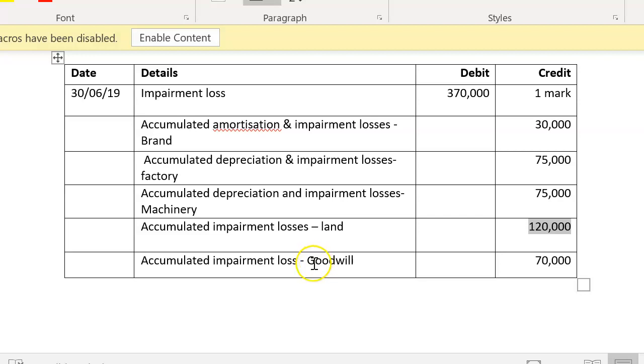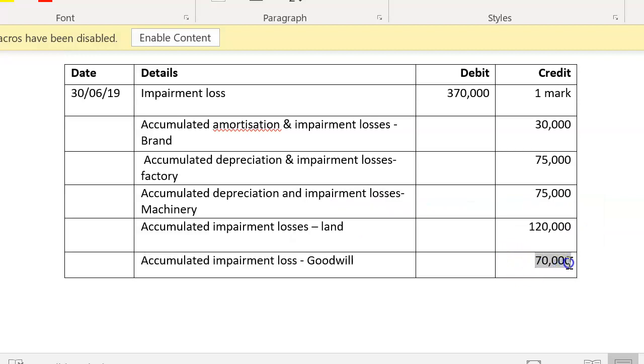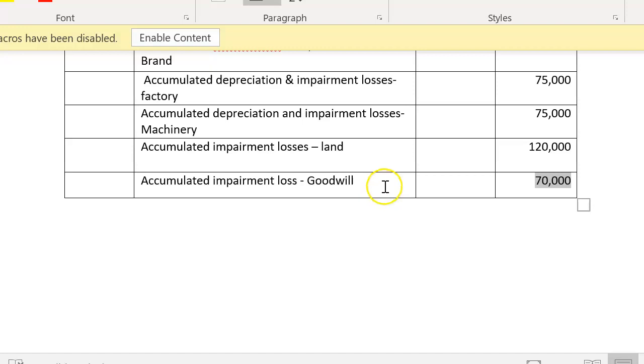And goodwill has an indefinite useful life, which means goodwill is only subject to impairment. So you credit accumulated impairment loss, goodwill. That's 70,000. All right, guys, I guess that's it for this question. Thanks.